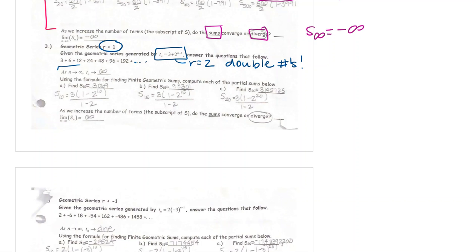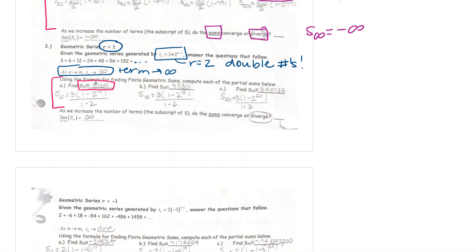So this right here is what the terms are doing. Okay, so the terms approach infinity. When we slide down to this next section, we want to know what the sums approach. So if I keep adding up more and more and more numbers, what do the sums approach?